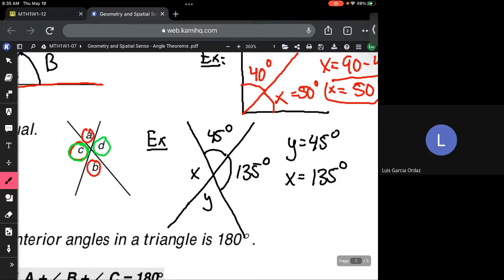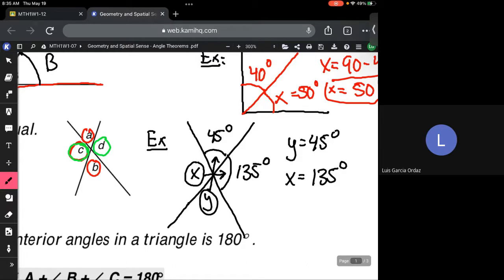Wait, sir, why'd you write X and Y? I just wrote X and Y because those are the angles you're finding. So angle X, remember, it's equal to angle 135 because it's across. X is always the one where it's C and D. So X is like this and Y is like that.